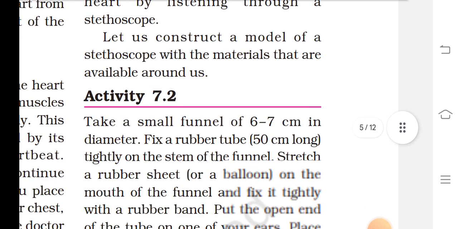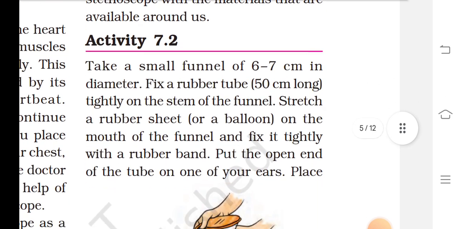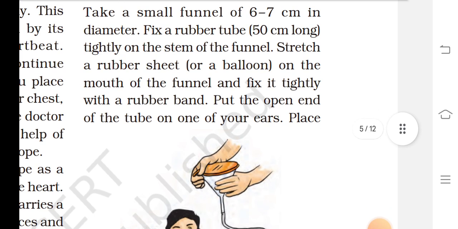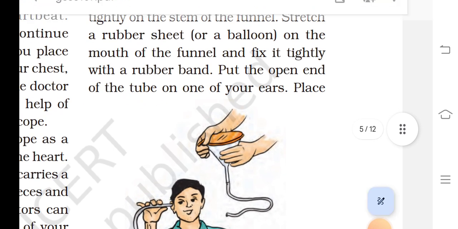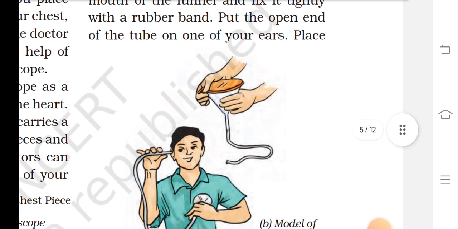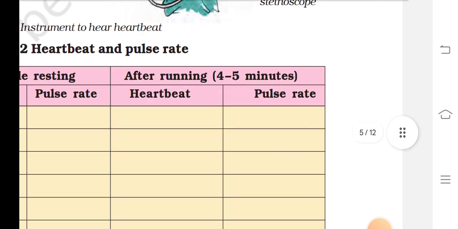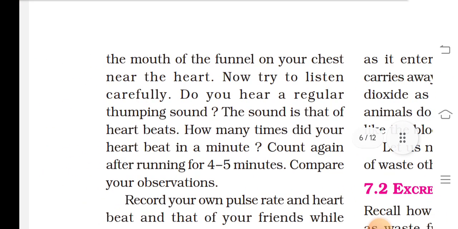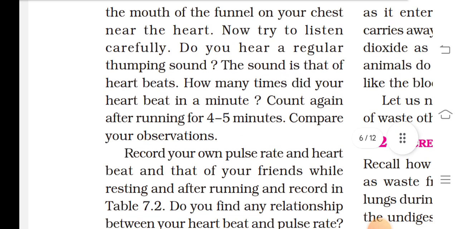Let us construct a model of the stethoscope with materials that are available around us. Take a small funnel, 6 to 7 centimeters in diameter, and fix a rubber tube 50 centimeters long to the stem of the funnel. Tighten the stem of the funnel. Stretch a rubber sheet or balloon on the mouth of the funnel and fix it tightly with a rubber band. Put the open end of the tube on your ear. Place the mouth of the funnel on your chest near the heart.